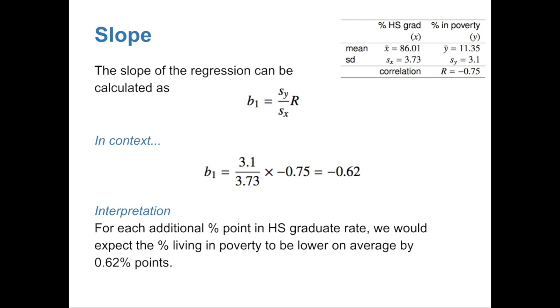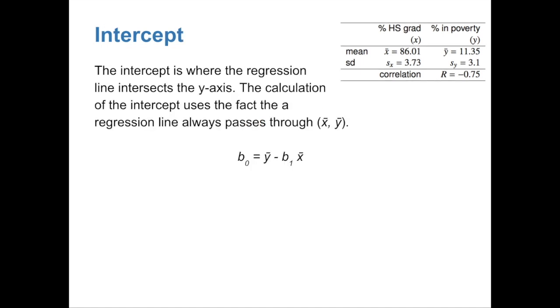If I wanted to interpret this slope, for each additional percentage point in our high school graduation rate, we would expect the percent living in poverty to be lower on average by 0.62 percentage points.